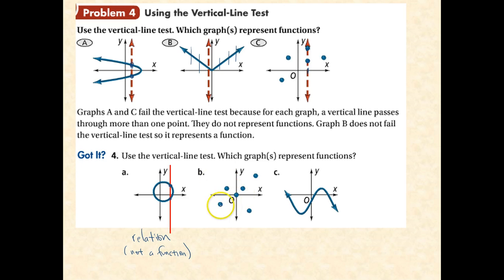What about on B? If I look at each one of these points and imagine a vertical line going through each point, it's not touching any other points. Another way to look at it is if I was to pass this vertical line across the graph, it's only ever touching one point at a time. So this one's a function. What about C? If I was to pass a vertical line along this graph, it's only ever touching in one spot at a time. So that's a function.